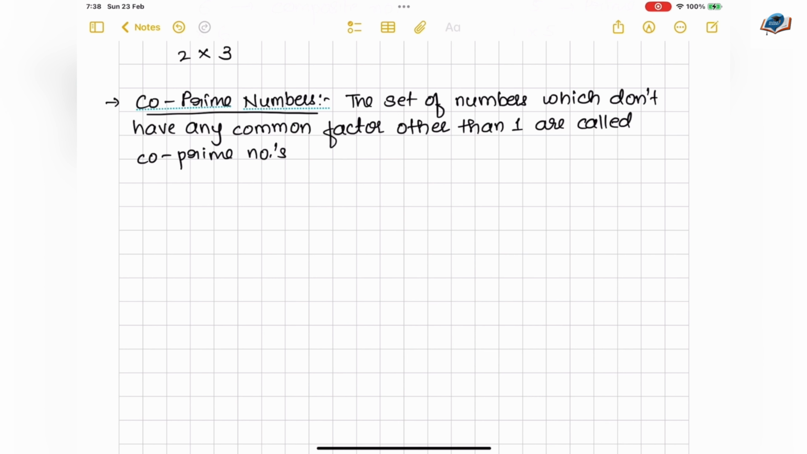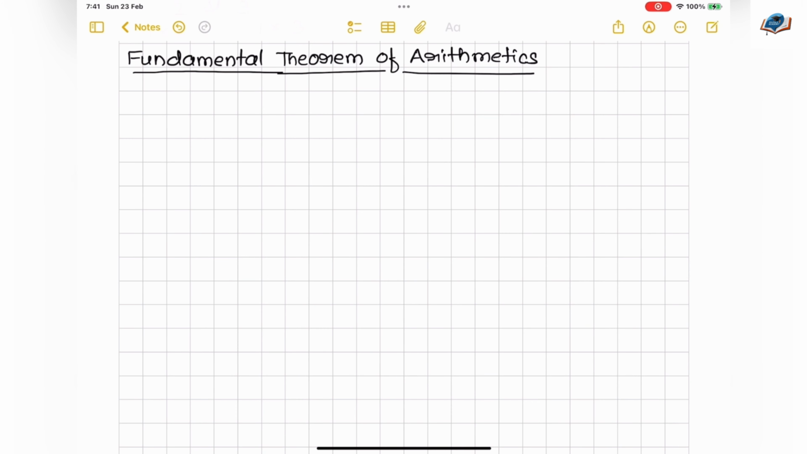So I can say an example of 2 and 3. Factors of 2 are 1 and 2, factors of 3 are 1 and 3. So leaving 1, there is nothing common in them. So they are called co-prime numbers. Now the next topic is the fundamental theorem of arithmetic. It says if I take any number, I can make prime factors of that number.